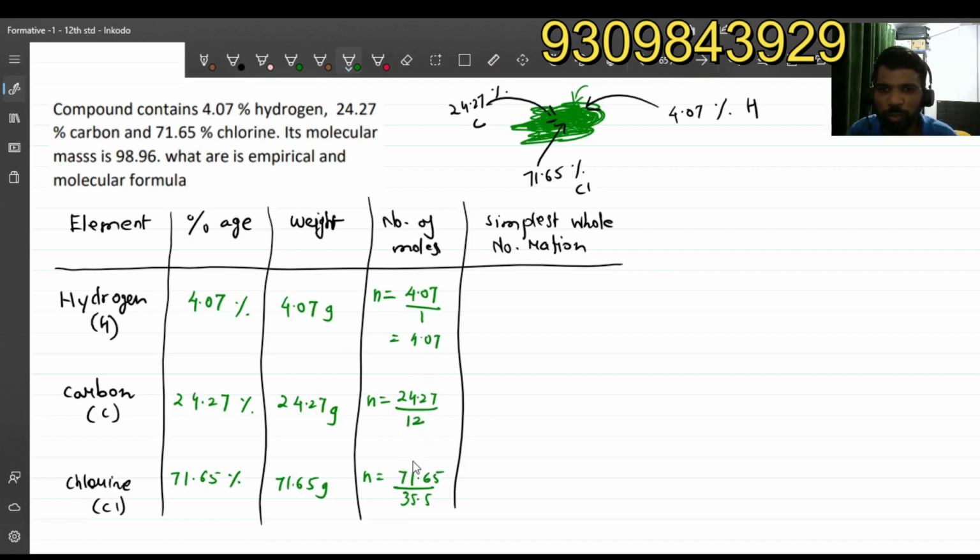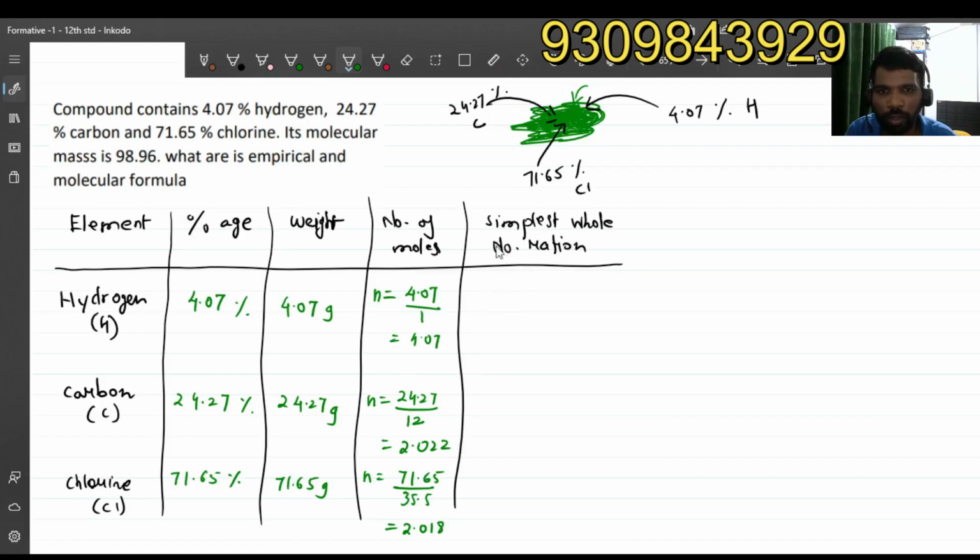See, these molar masses and all these things will be provided to you. You don't worry about these molar masses. Don't by heart. If you can remember, well and good. So, what is this answer here? 24.27 divided by 12. This comes to 2.022, and this comes to 2.018. Now, among this, which is the smallest number? 2.018 is the smallest number.